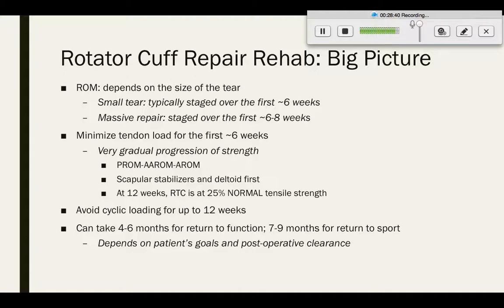So this is something that I personally and many of my colleagues do not include in our rehab progressions when a rotator cuff repair has been performed. It can take 4 to 6 months for return to function and 7 to 9 months or longer to return to sport following this type of procedure. It depends on the patient's goals and also post-operative clearance from the surgeon.